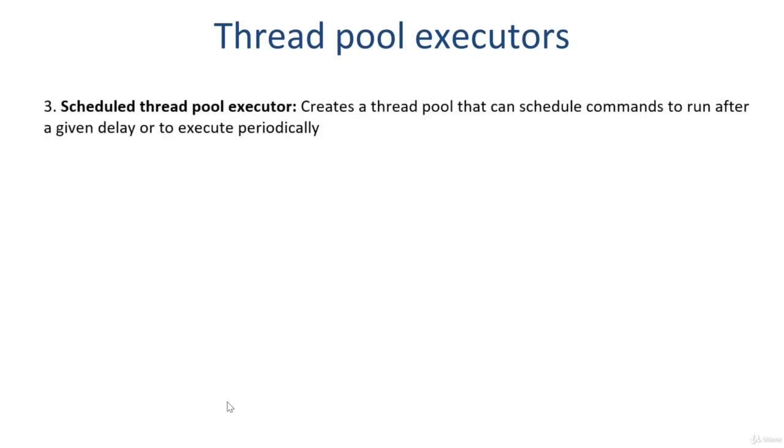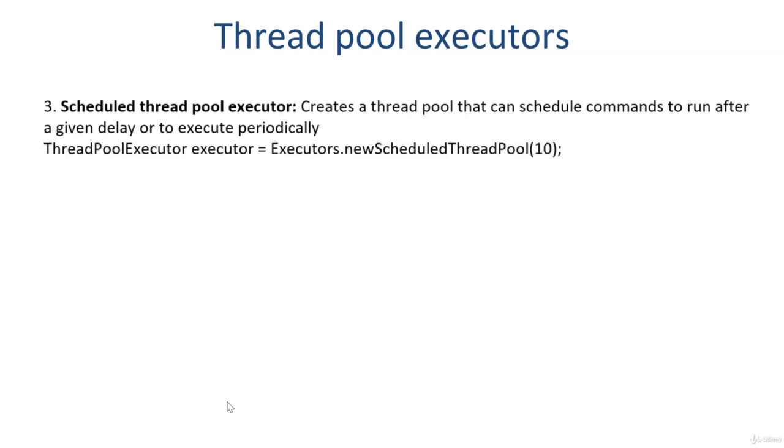The third one is the scheduled thread pool executor. It creates a thread pool that can schedule commands to run after a given delay or to execute periodically. And how do you create this? ThreadPoolExecutor executor = Executors.newScheduledThreadPool.